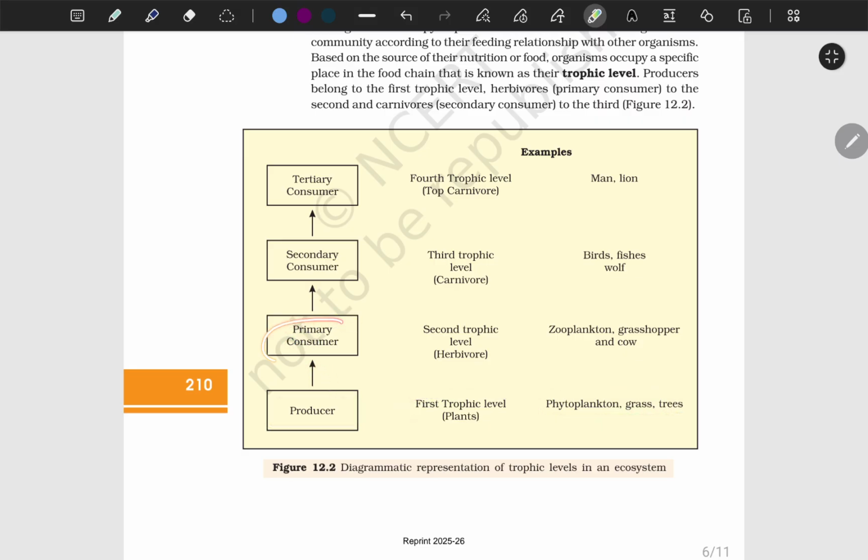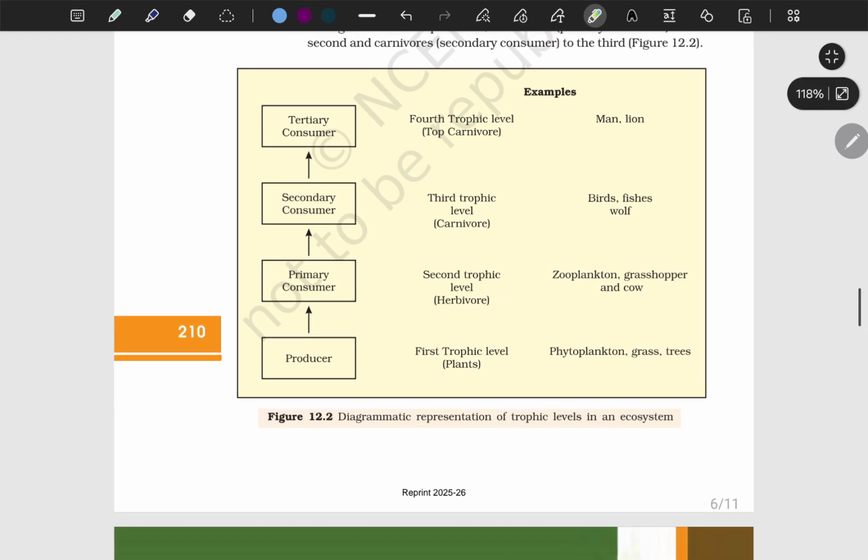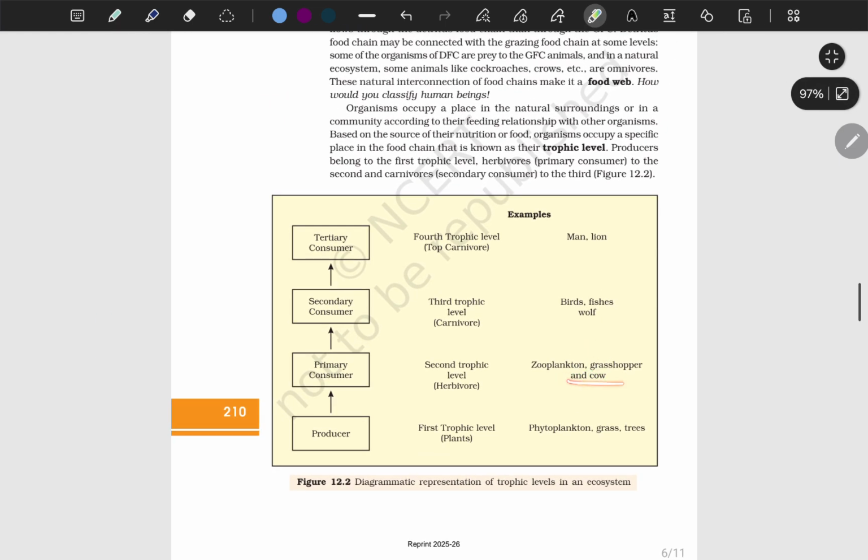So primary consumers, or the second trophic level, are herbivores. These can be zooplankton, grasshoppers, cow or deer, anything. Moving to the secondary consumer. Secondary consumer is the third trophic level. These are the carnivores, the primary carnivores. So these can be birds, fishes, wolf. Moving ahead to the tertiary consumer. Tertiary consumer is the fourth trophic level. These are the top carnivores. These can be man, lion, etc.